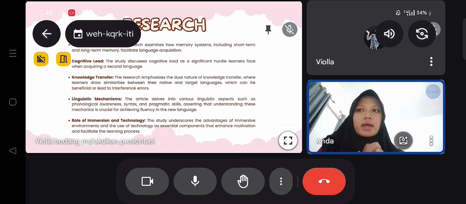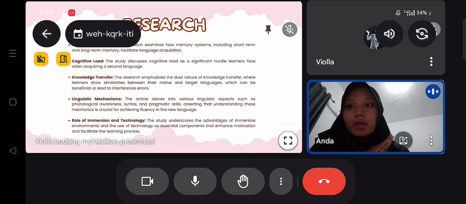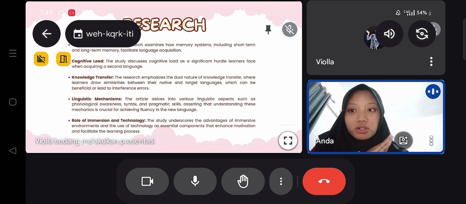And the next is linguistic mechanism. The article delves into various linguistic aspects, such as phonological awareness, syntax, and pragmatic skill, asserting that understanding these mechanics is crucial for achieving fluency in the new language. And the last is role of immersion and technology. The study underscores the advantages of immersive environments and the use of technology as essential components that enhance motivation and facilitate the learning process.